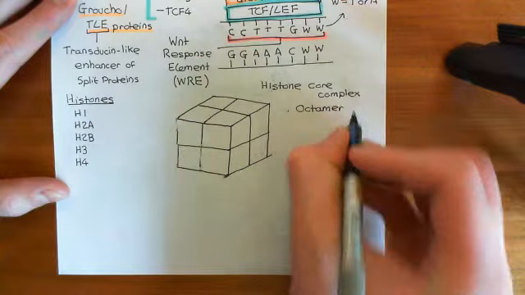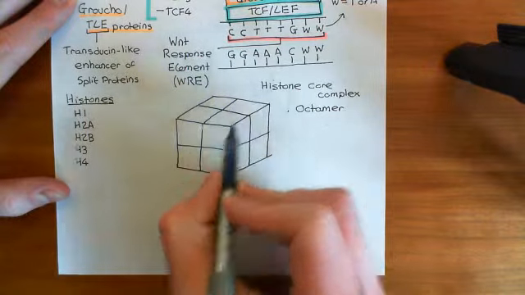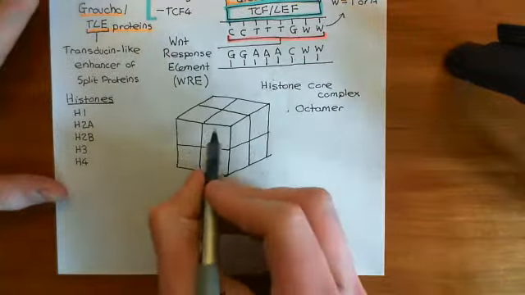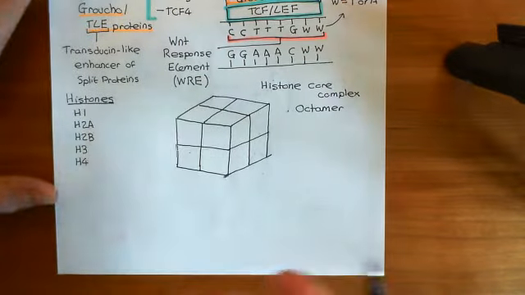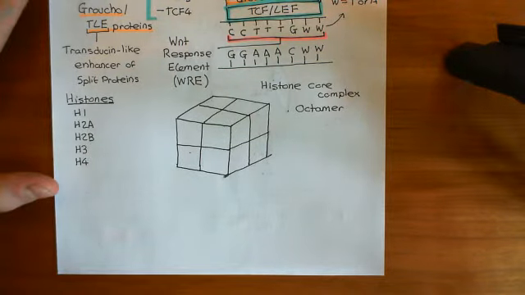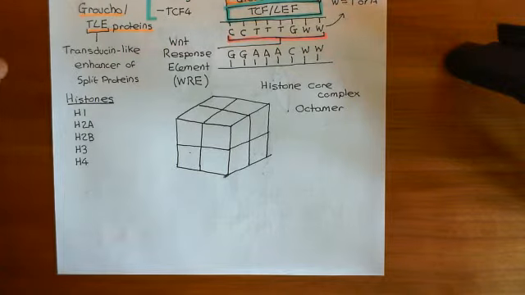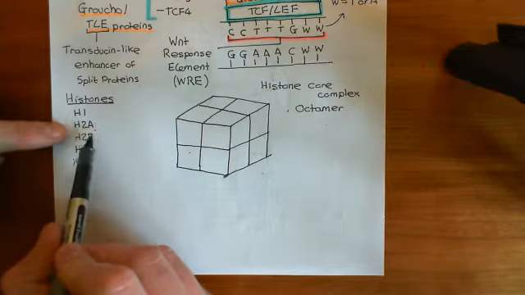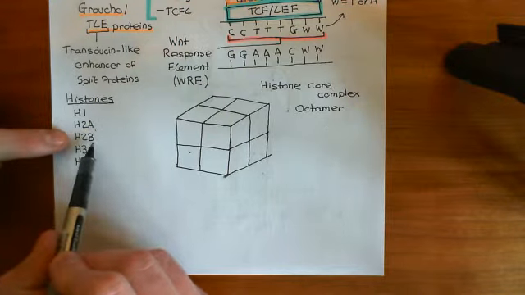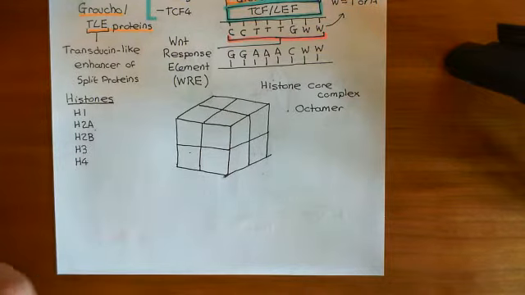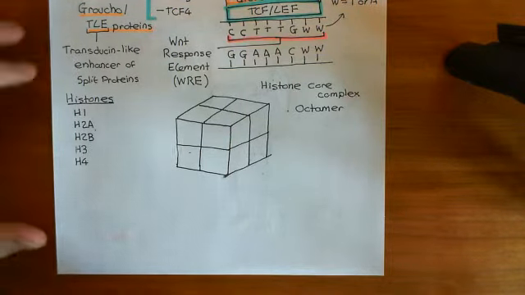Okay, so we can see 7 of these portions. 1, 2, 3, 4, 5, 6, 7. The final, 8th is right at the back there, okay, so we can't see it. Okay, so this is our histone core complex made up of 8 histones overall. Now, this histone core complex is going to be made up of overall 2 histone 2A family histones, 2 histone 2B family histones, 2 histone 3 family histones, and 2 histone 4 family histones.